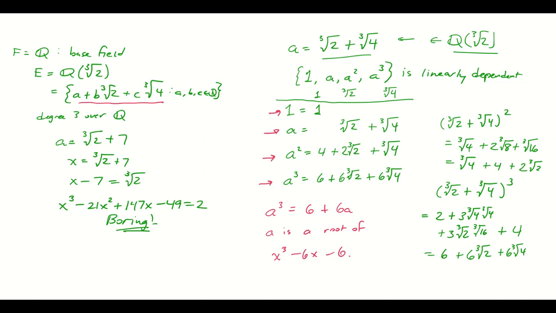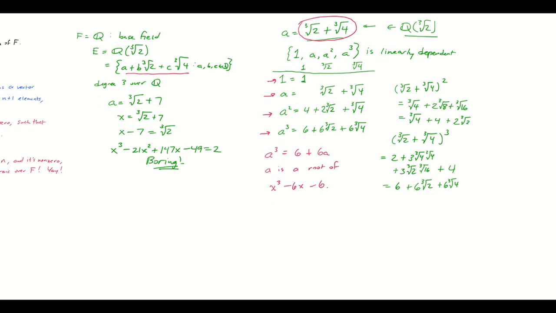And because I wanted to be sure before I spent an hour rendering this video on my computer, I did check using Wolfram Alpha. That is in fact true, that a root of x cubed minus 6x minus 6 is the cube root of 2 plus the cube root of 4. So that was awesome. I'm awesome. We're awesome.